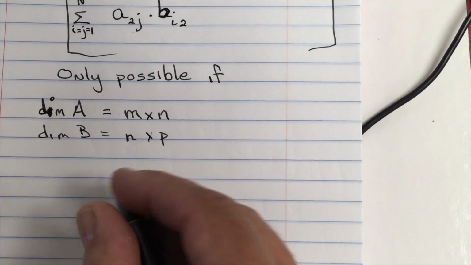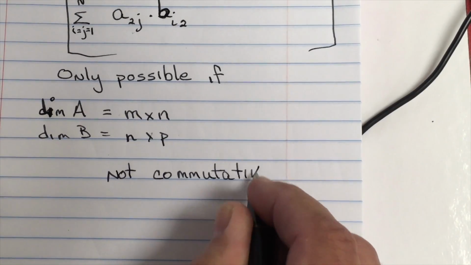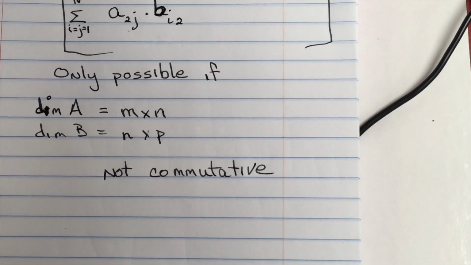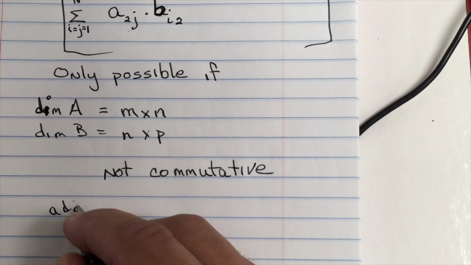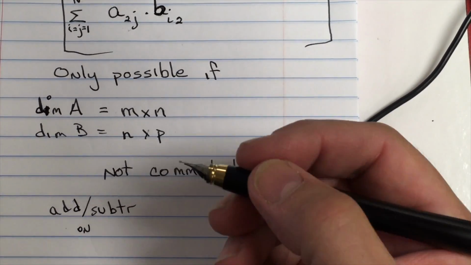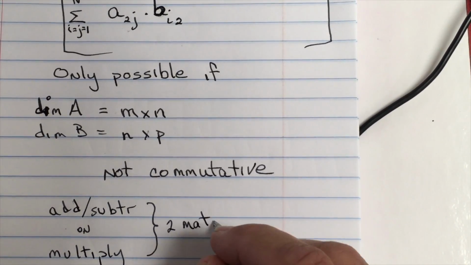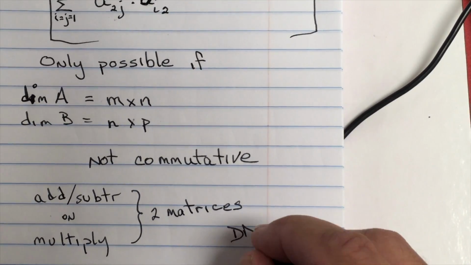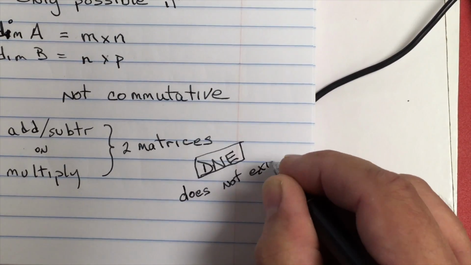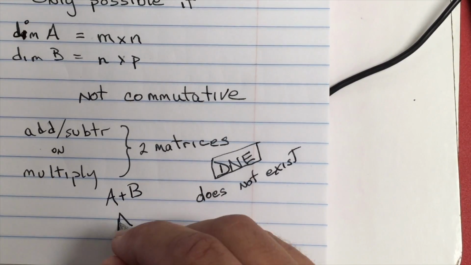Now, keep in mind that means this is not commutative, and that means a reasonable question on a test would be to ask you to add or subtract two matrices or multiply two matrices, and one of the possible answers could be can't do that, does not exist. Okay? So in other words, A plus B might not exist, and A times B might not exist.